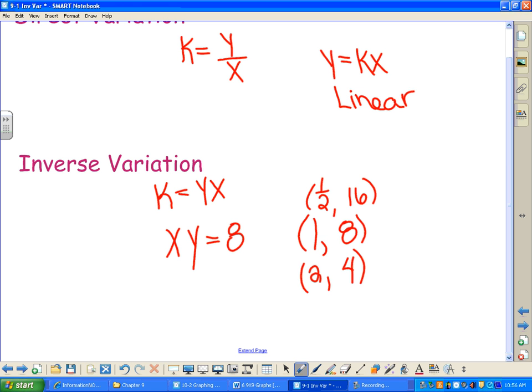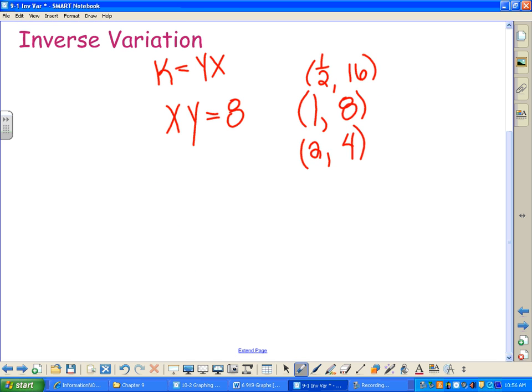Now, my next question is, what is this a graph of? The direct variation was a line, what's the inverse? Well, if you solve that for y, and let's just use this one to look at, what are you going to get? y is equal to 8 over x.